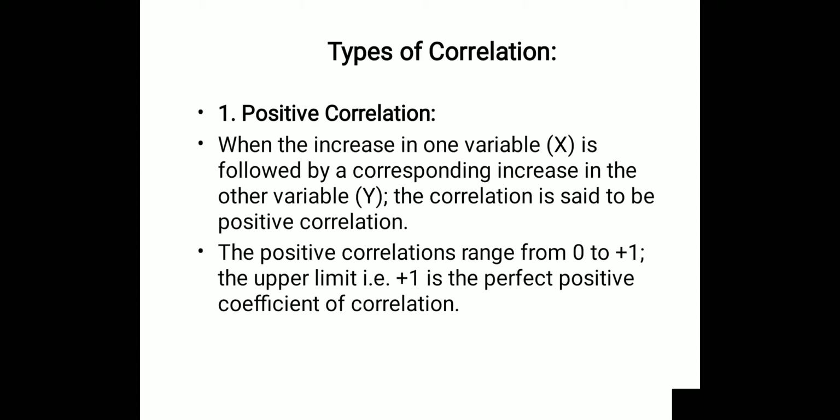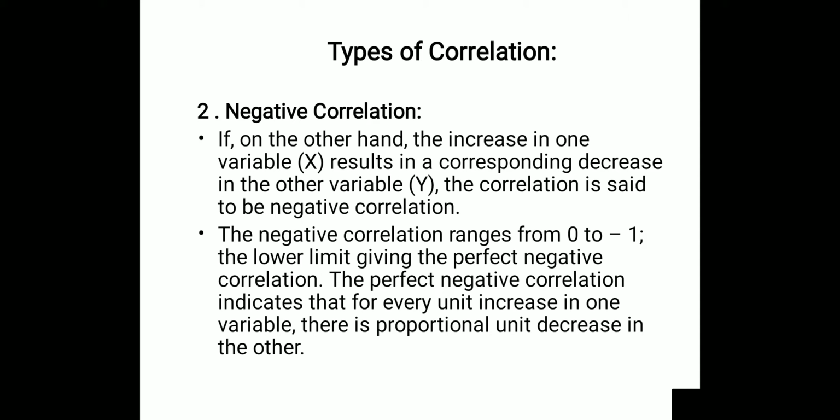Now let us discuss different types of correlation. The first one is positive correlation. That is, if the value of R is between 0 and +1, that is, if the correlation coefficient is positive, then we call it positive correlation. The positive correlation ranges from 0 to +1. The upper limit, +1, is the perfect positive coefficient of correlation.